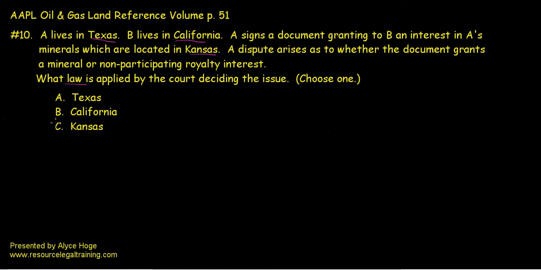And the answer is C, Kansas, the place where the property is located. That's what law is governed. It's not where the people live. It's where the property is located. We see this a lot when we're dealing with property.